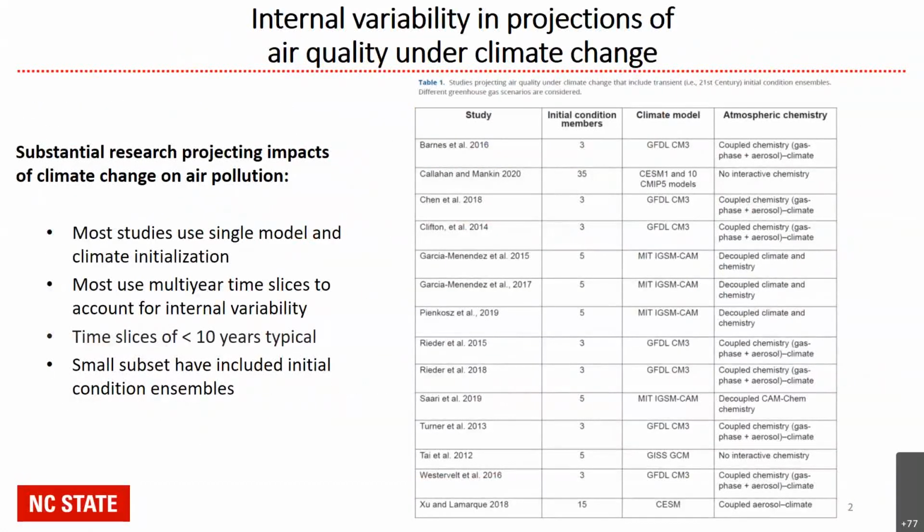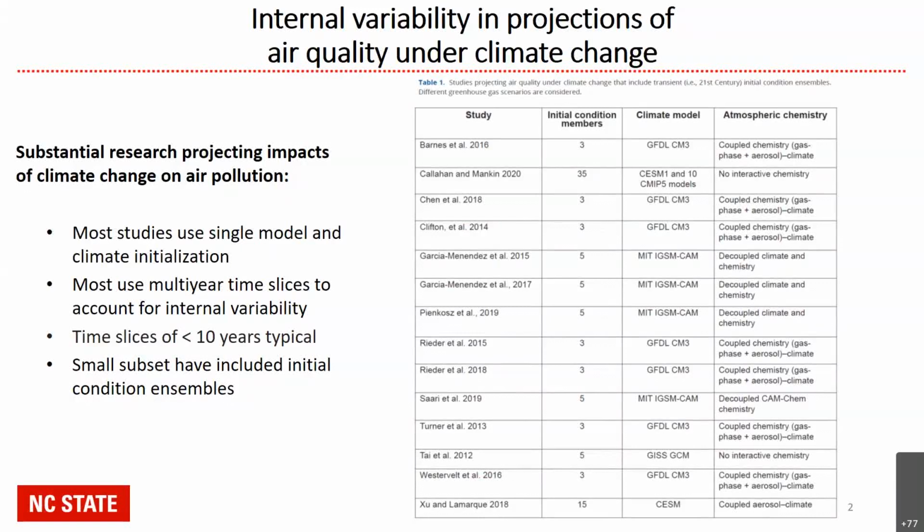As I said, there is a substantial amount of research projecting the impacts of climate change on air pollution. But most of the prior studies have used a single model and a single initial condition to drive their climate projections. To account for natural variability, they tend to just use time slices.